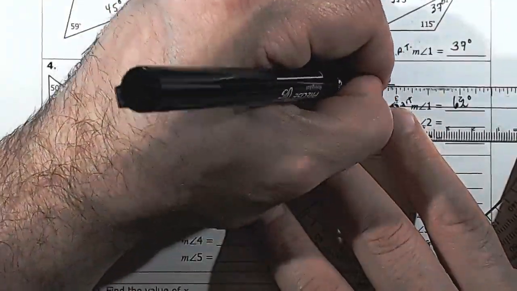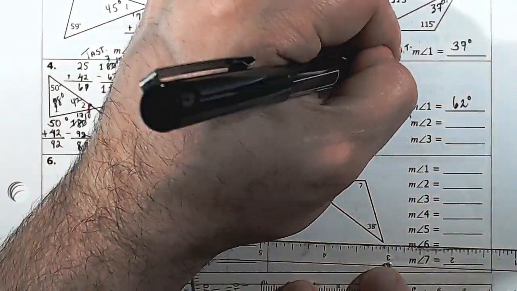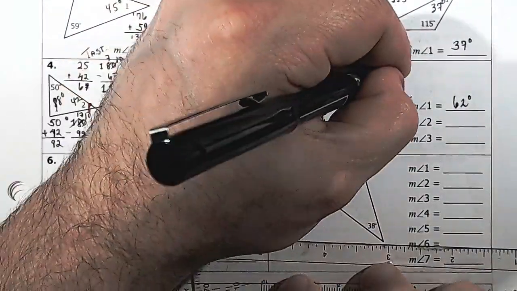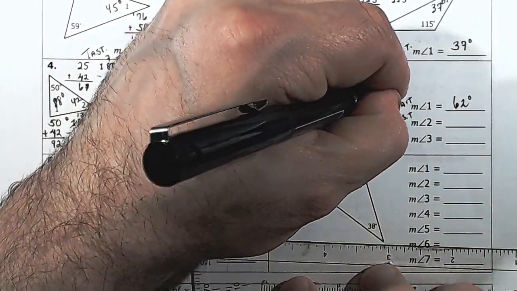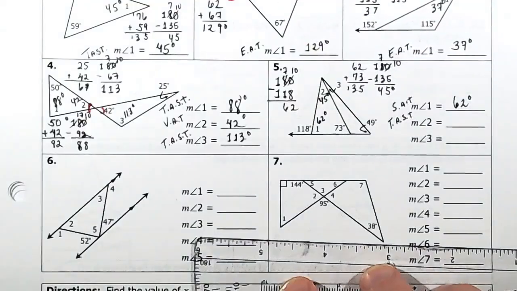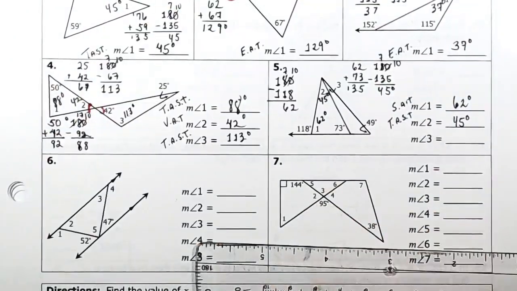I will have the missing angle 2. So I have to borrow from the 8, turn it to a 7, make the 0 a 10. 5 from 10 is 5, 3 from 7 is 4. So this missing angle is 45 degrees. Angle 2 is 45 degrees by the triangle angle sum theorem.